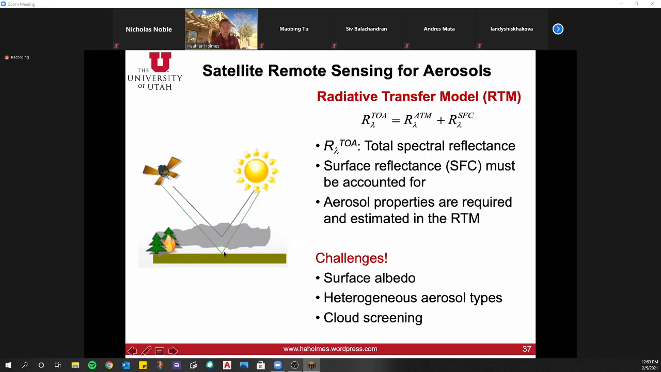You can imagine that you have to back out what's coming from the surface. So your surface albedo, the amount of radiation that's able to reflect from the surface, impacts the quality of the retrieval. Also, you have to assume what types of aerosols are in that aerosol layer in the radiative transfer model. If you have lots of different types of aerosols mixing together, that can create some uncertainties. And then it's impossible to detect the aerosol layer when you have clouds. So there are cloud screening algorithms built into these that will remove the information if there is a cloud present. So there has to be a way to detect the clouds.